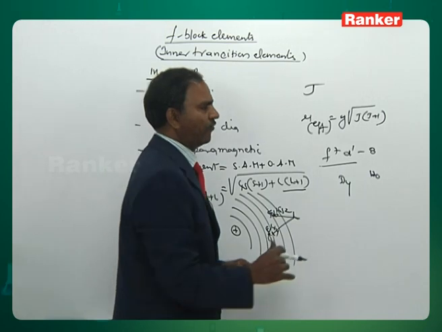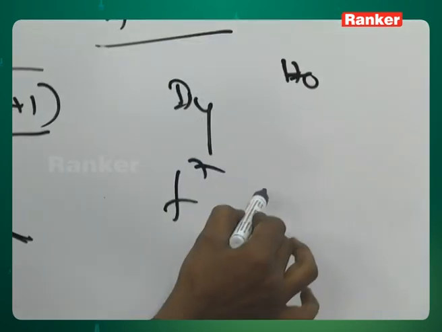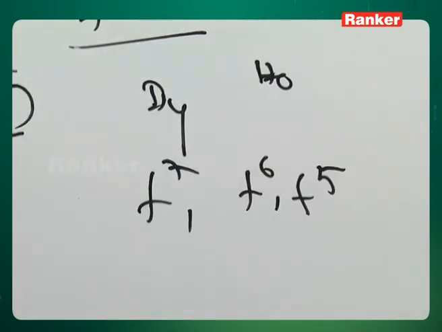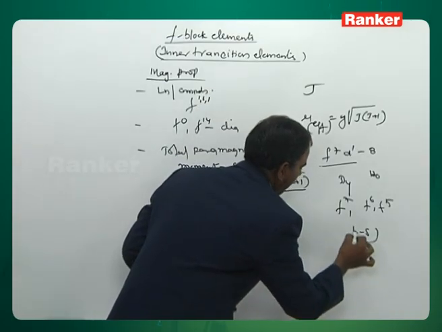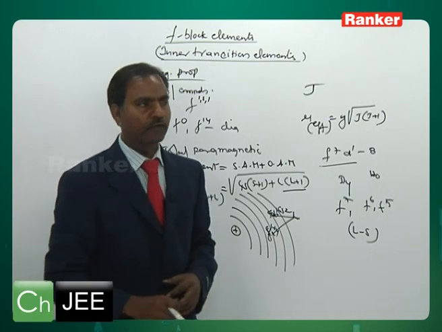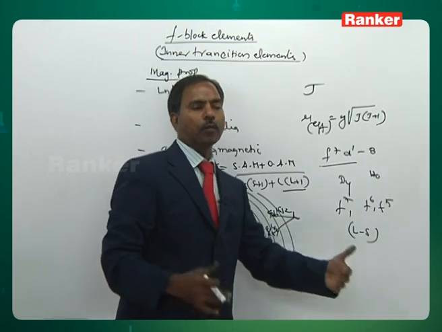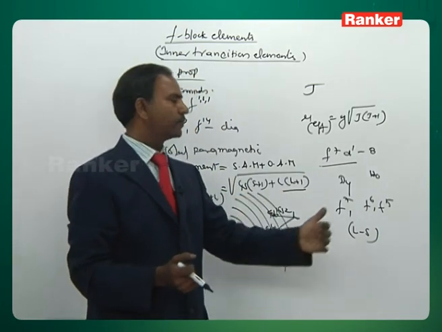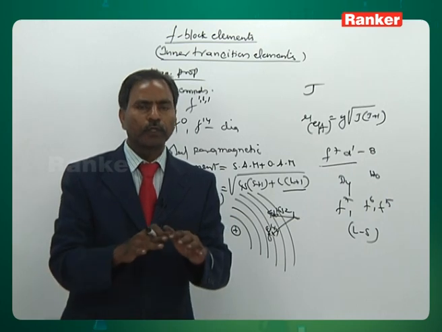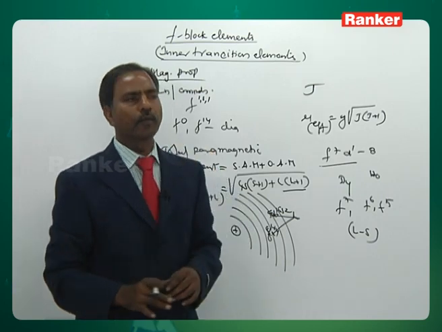Whenever the f sub shell is half filled or less than half filled, like f6 and f5, the spin angular moment and orbital angular moment work in opposite directions. But f7 we see in gadolinium. Therefore, in this, the spin angular moment and orbital angular moment work in opposite directions. Therefore, the paramagnetic moment in the case of gadolinium is less.